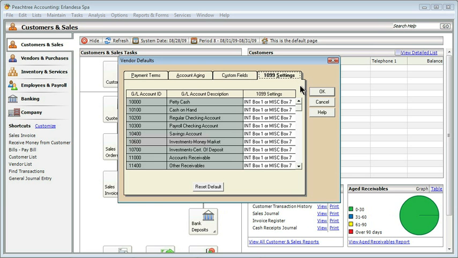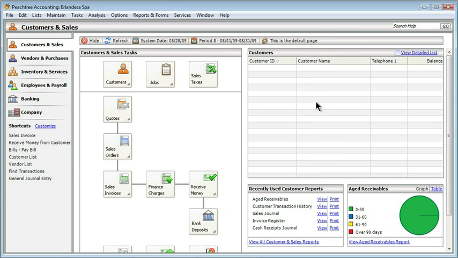So these are your contractors. And this is basically just showing you which boxes on the 1099 your different GL accounts are going to be posted to. With that, we'll go ahead and get out of this box and take a look at another one. Let me go ahead and click Cancel.